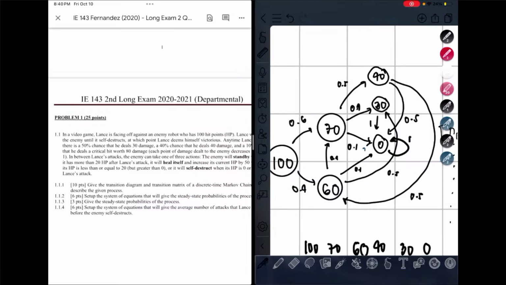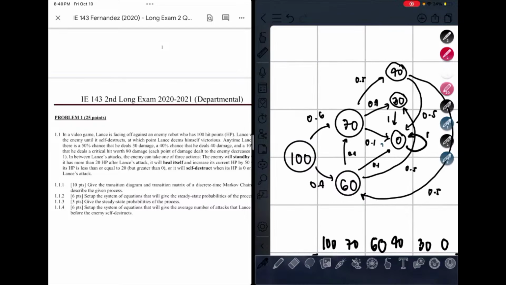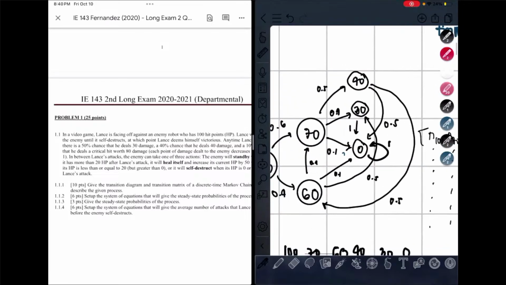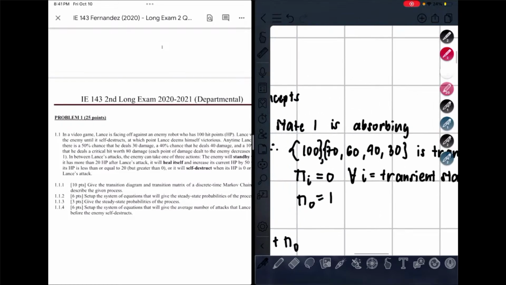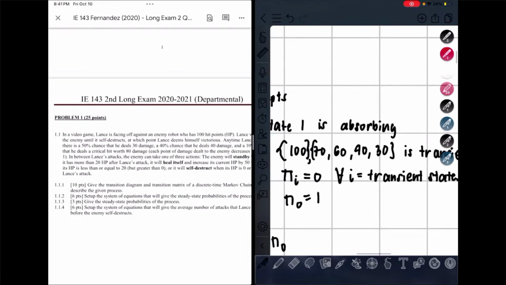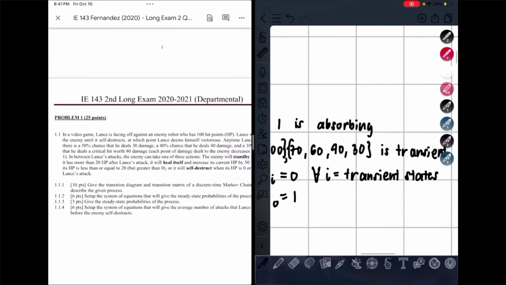And if you end up in 0, there's no way for you to go back to 30, 40, 70, 60, let alone 100, right? What does this mean? This means that because there's a chance that you can't go back to 40, 30, 70, 60, and that chance happens when you end up in state 0, the rest of these are also transient. Because these are all transient, right? So the class containing 100 and the class containing 70, 60, 40, 30 is transient.